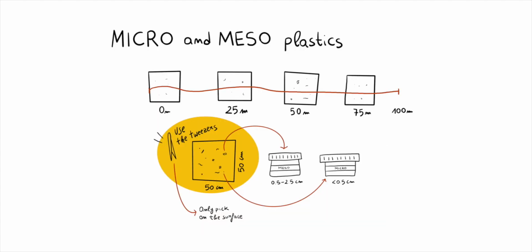You should repeat the same procedure 4 times along the length of the line, trying to separate them by the same distance in order to get a real view of the pollution on the site. For example, we advise you to place your quadrants at 0, 25, 50, and 75 meters.